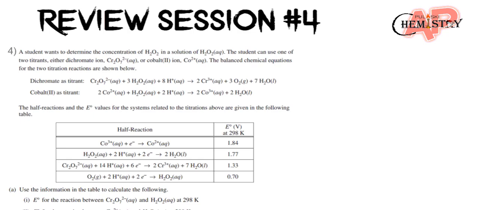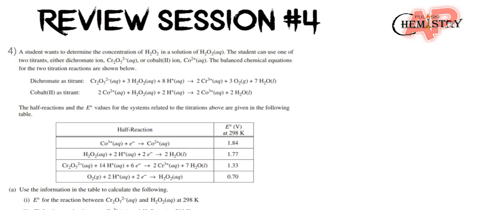So this is another 2017 question. Man, I'm giving you all the current stuff. It says, a student wants to determine the concentration of hydrogen peroxide in a solution of hydrogen peroxide. The student can use one of two titrants, either dichromate ion or the cobalt 2 ion. The balanced chemical equations for the two reactions are below. So they give you these really long equations. The half reactions and the E values, or cell potential values, related to the titrations above are given in the following table. So this is about just taking a breath and understanding what it's really asking.